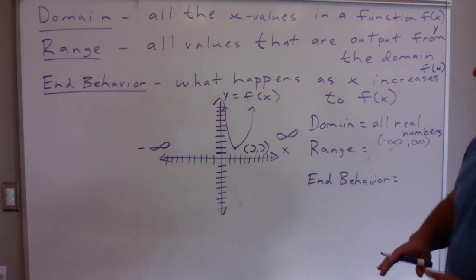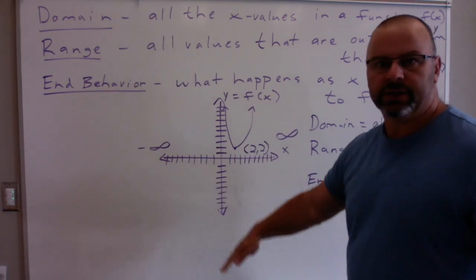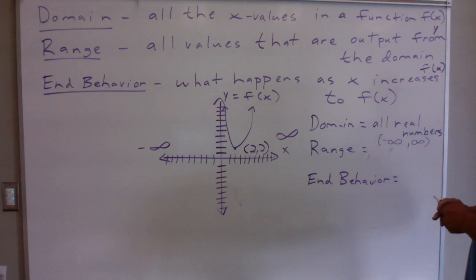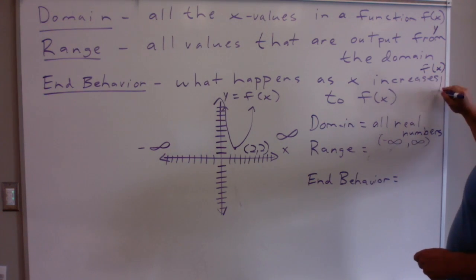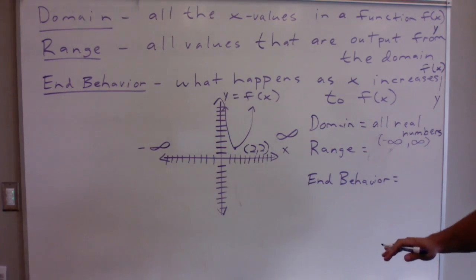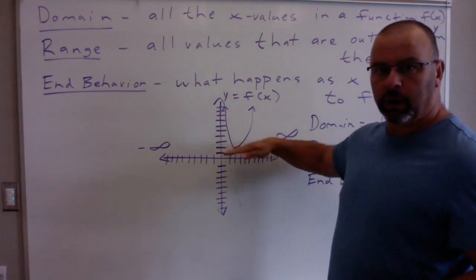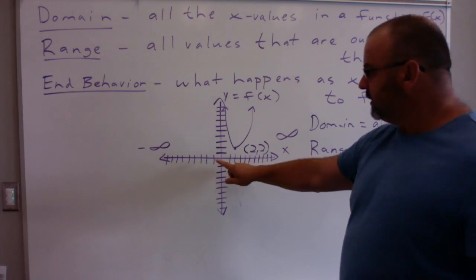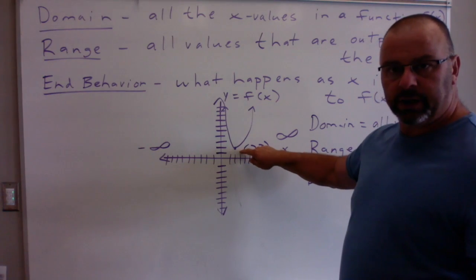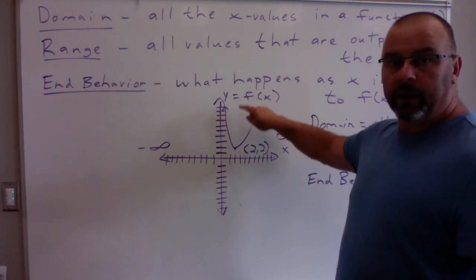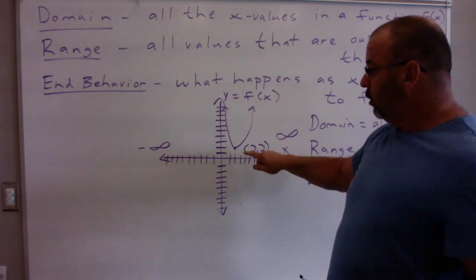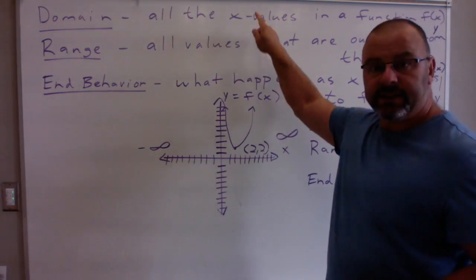The range is the y values, okay? All the values of the output, which is f of x, which is also known as y, okay? The range here, okay, is going to be how low or how high these can be. Well, as you can see, 2, 2, the y value is 2, so the lowest it can go is 2. And how high can it go? It goes up forever and ever. So it goes from 2 to positive infinity.